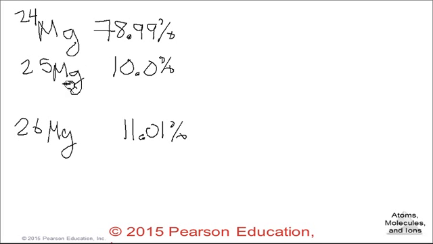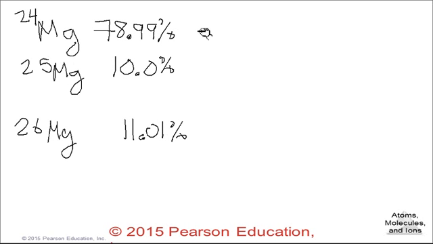Okay, so here I have another problem. In this case, I'm looking at 3 different isotopes of magnesium. So remembering that means they have the same number of protons, but where they differ is their number of neutrons. The first one is 78% of all magnesium, and that's 24. The next is 10% of all magnesium, and that's 25. And 11% of all magnesium, which is 26.